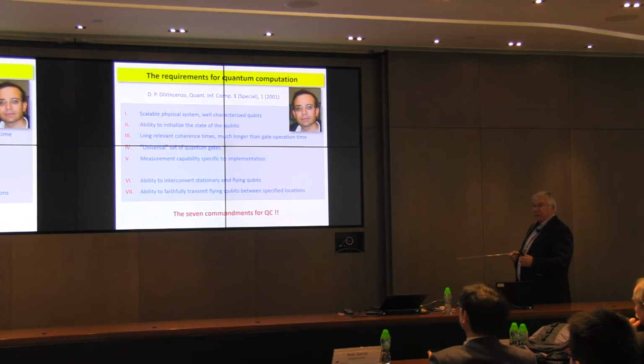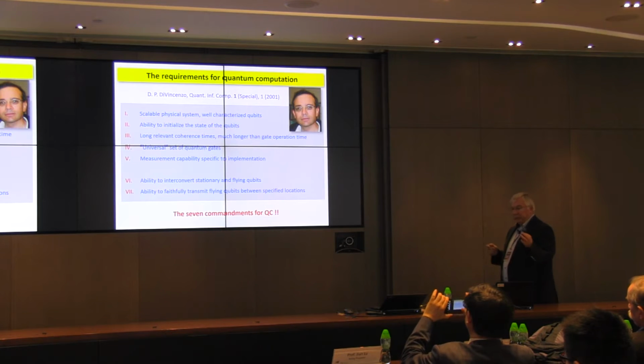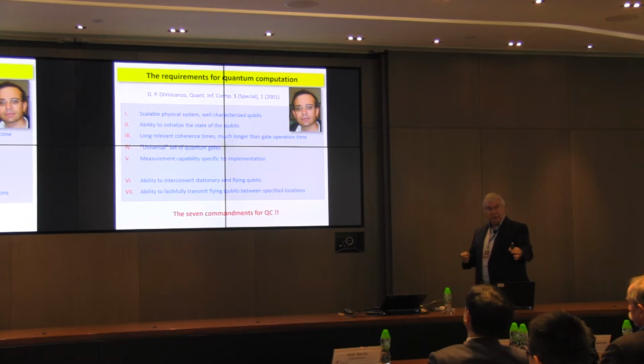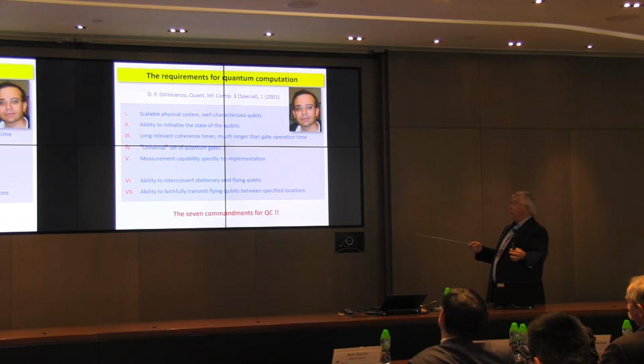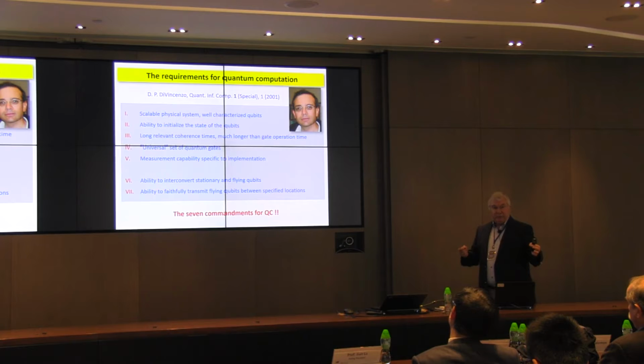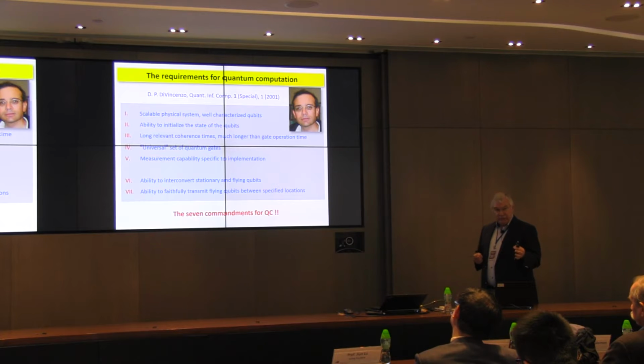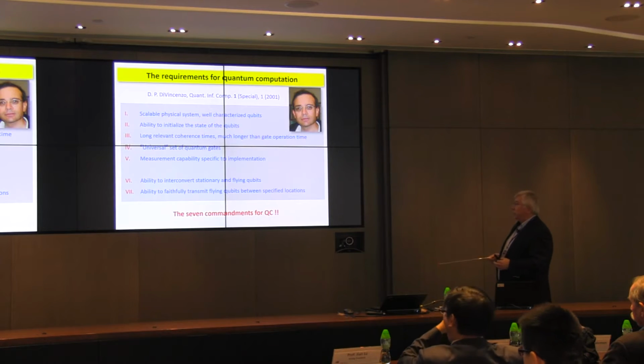He came up with several criteria a system has to fulfill in order to be suitable for a quantum computer. First of all, you want to store your information. So you have to store the information in so-called quantum bits, qubits, and you better have a scalable physical system with each quantum bit well characterized. Secondly, you want to be able to start from an arbitrary initial state. So you have to have the ability to initialize the state of the qubits.